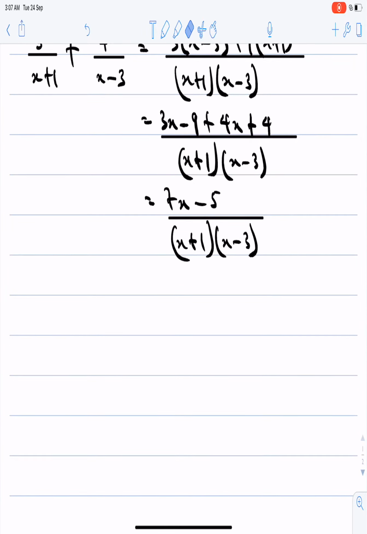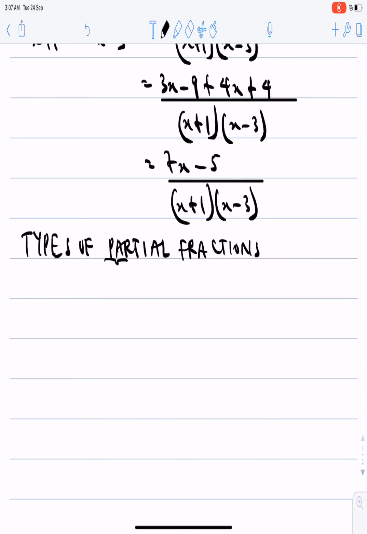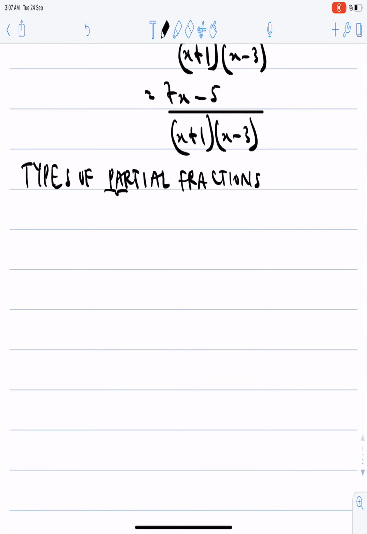There are basically 4 types of fractions. Let's write that. Types of partial fractions. This will help us resolve fractions correctly into partial fractions.